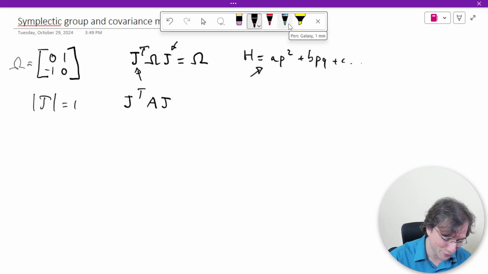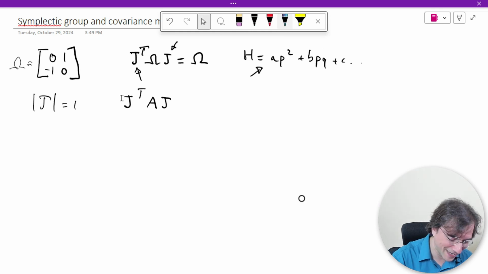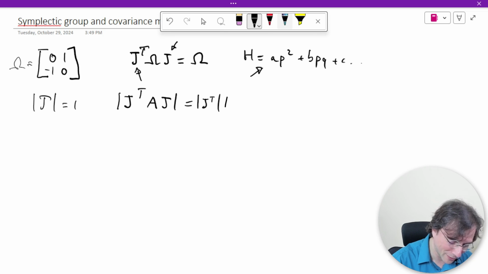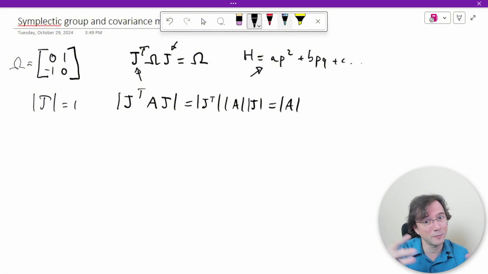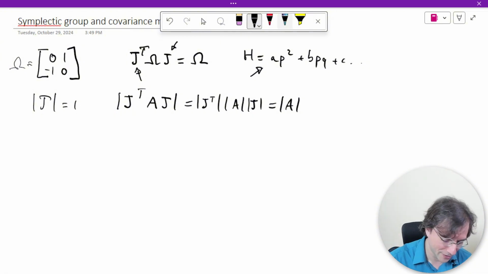And what happens is that if you take the determinant of this, of course, by the property of the determinant, the determinant of the product is the product of the determinants, and therefore all of this is going to be just the determinant of A. So the determinant is essentially conserved by a symplectic transformation, which is essentially Liouville's theorem. You're going to have that the volumes are conserved.